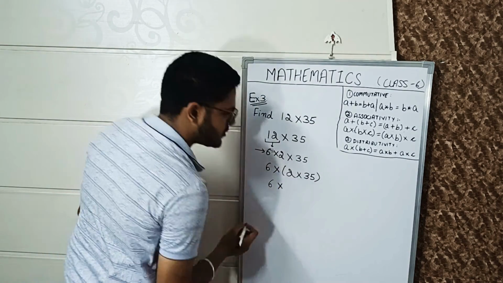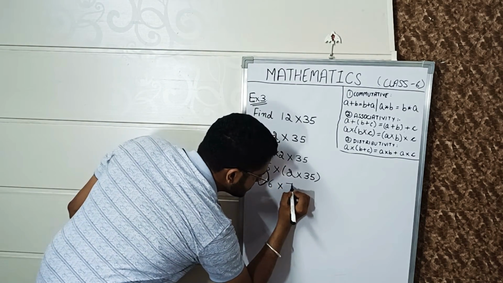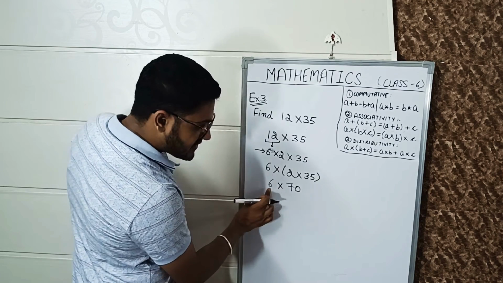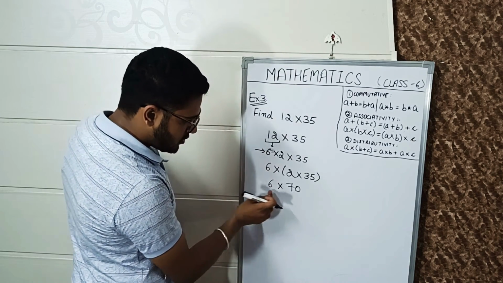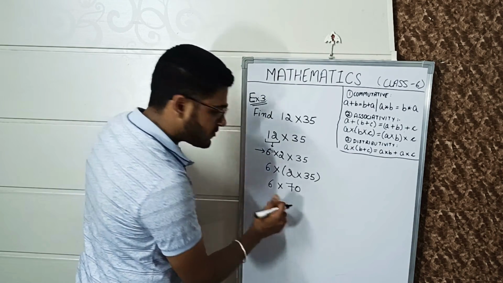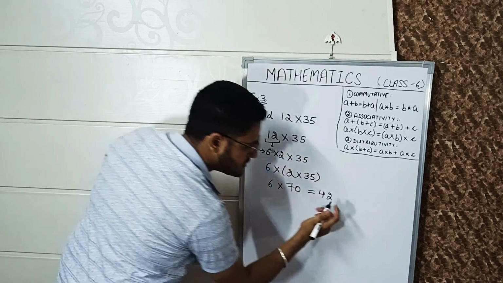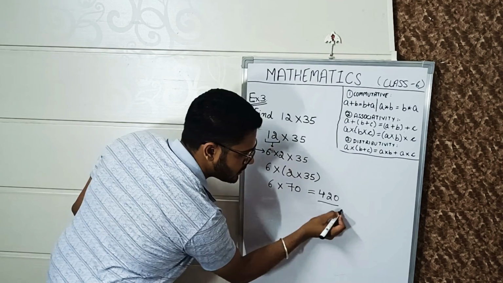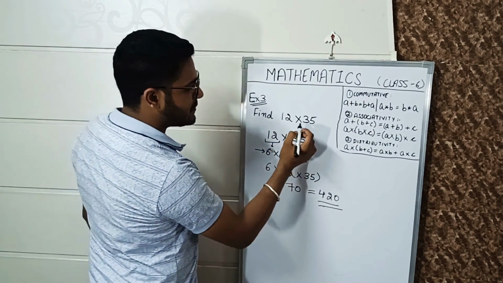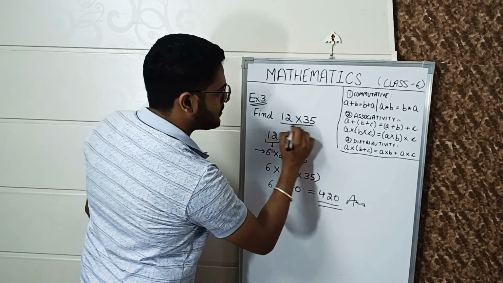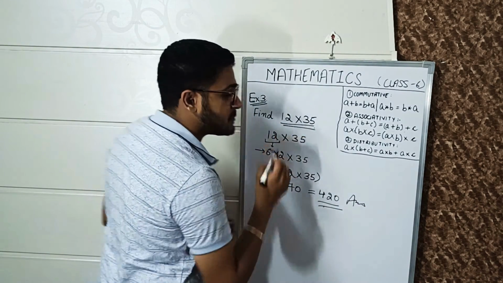2 into 35 is 70, right? Now what we are left with, 6 into 70. Now we know 7 sixes are 42. Then a 0. So we simply got our answer to this multiplication, right?